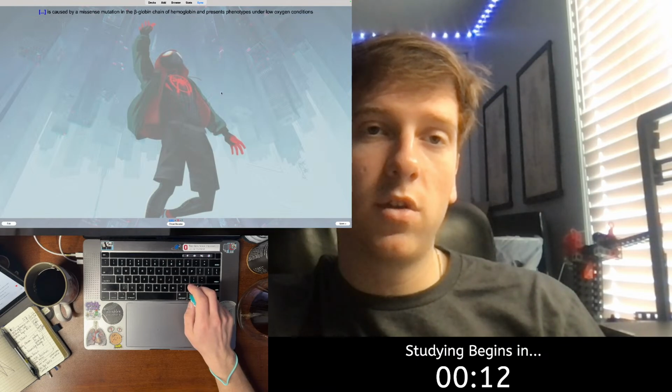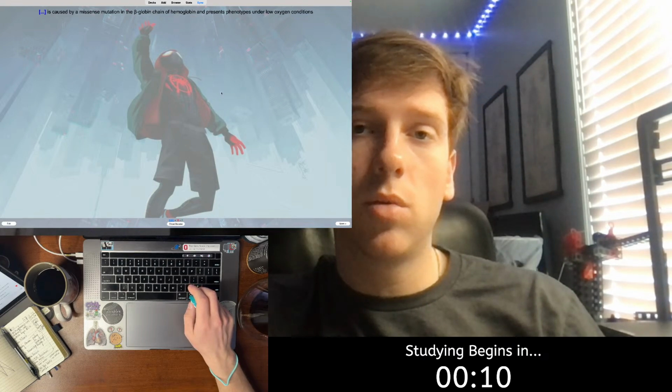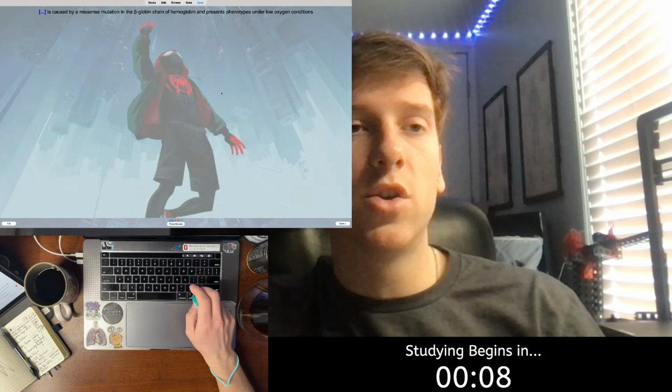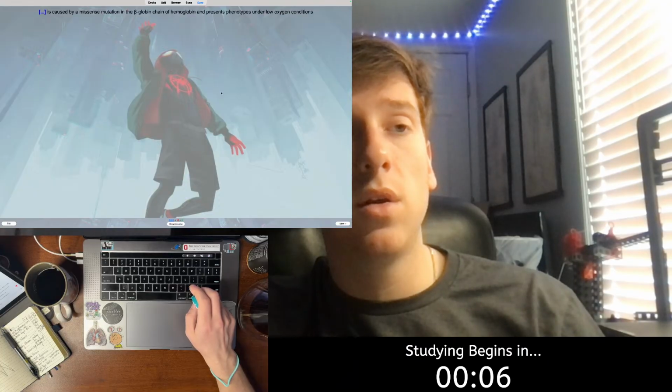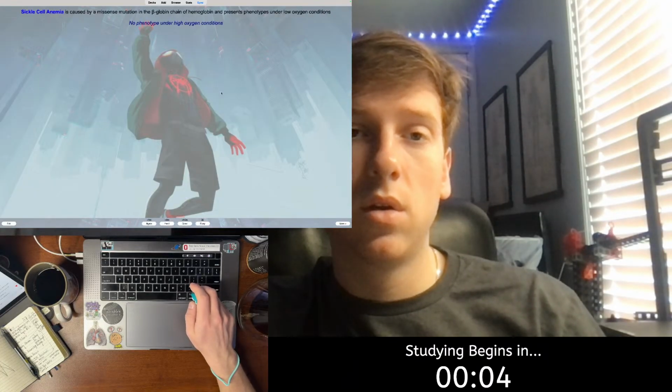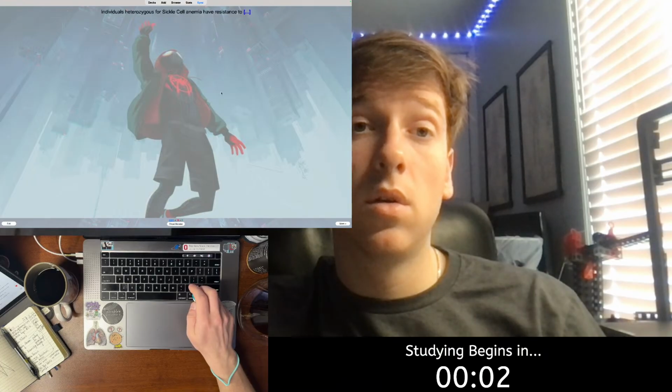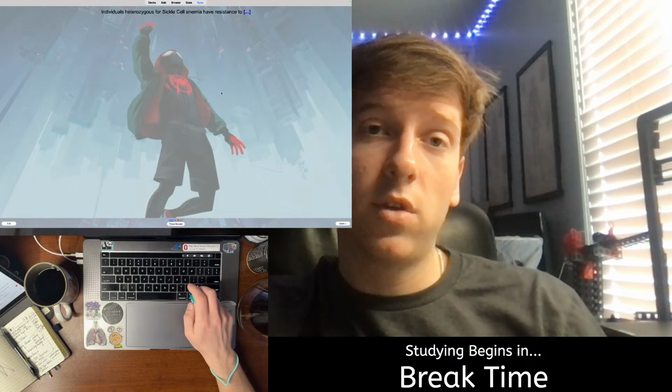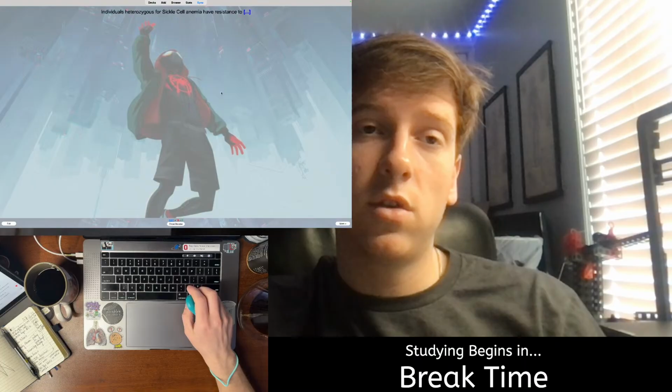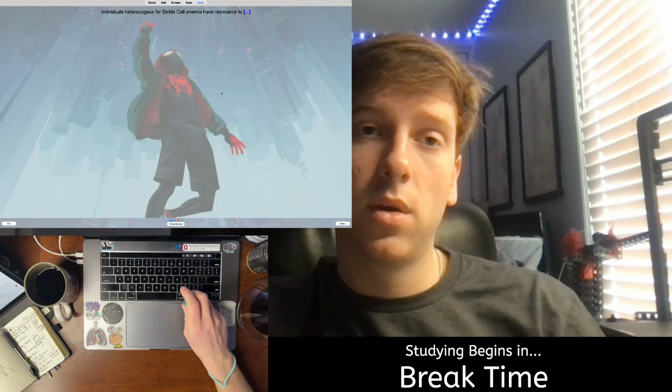Blank is caused by a missense mutation in the beta globin chain of the hemoglobin and presents phenotypes under low oxygen conditions. This is going to be sickle cell anemia. Individuals heterozygous for sickle cell anemia have resistance to malaria.